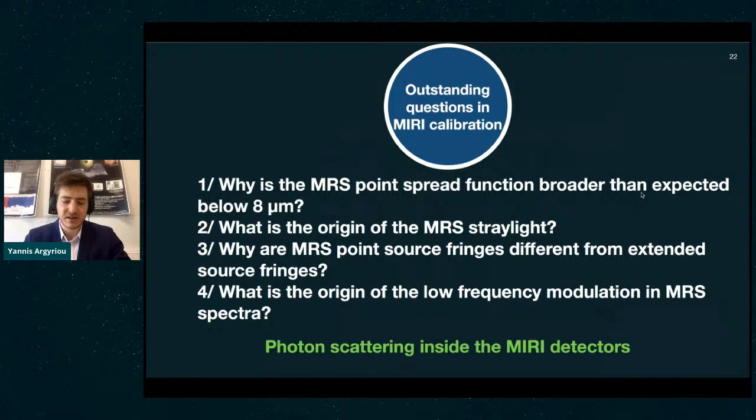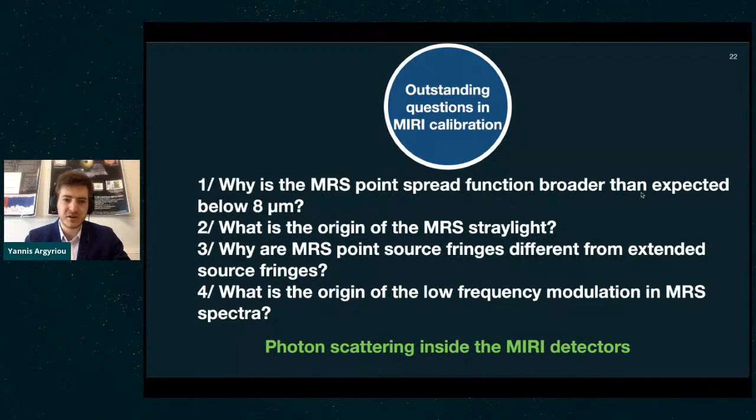Despite all of these efforts, there were still outstanding questions in MIRI calibration at the time when I started my PhD, and I'll be covering 4 of them in this talk. The first one is, why is the MRS point spread function broader than expected below 8 microns? The second one is, what is the origin of the MRS stray light? The third one is, why are MRS point source fringes different from extended source fringes? And the fourth one is, what is the origin of the low frequency modulation in the MRS spectrum? I'll be trying to convince you that at least a partial answer for all of these effects is photon scattering inside the MIRI detectors.